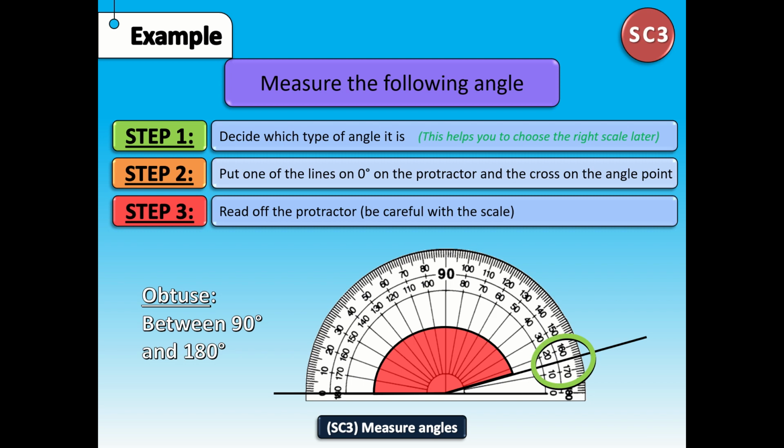Now again, a lot of people get this wrong because they might say it's about 15 degrees, which it's not. It's got to be in between 90 and 180 degrees. So this time we're looking at the outside scale. So that's 165 degrees.